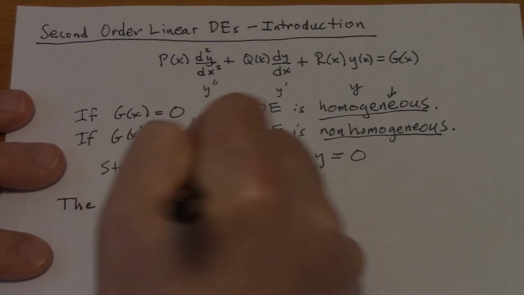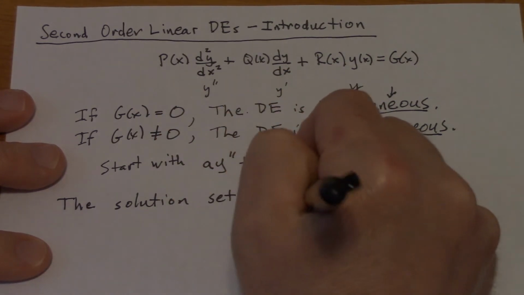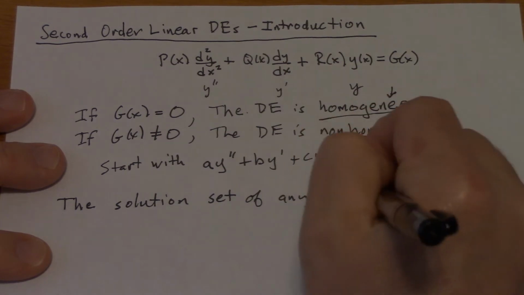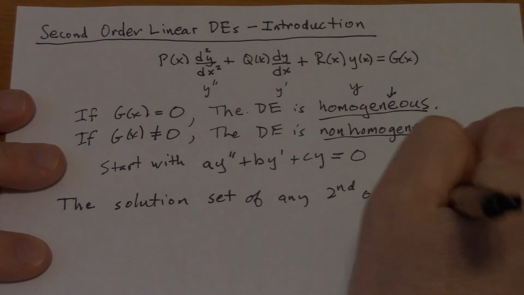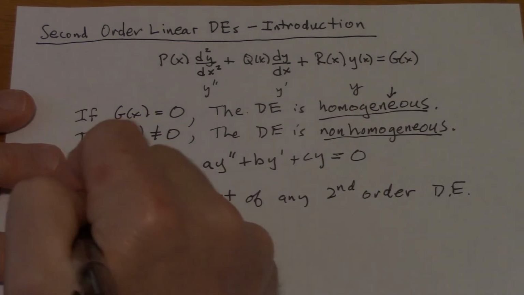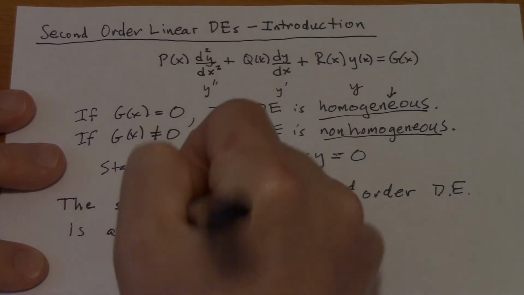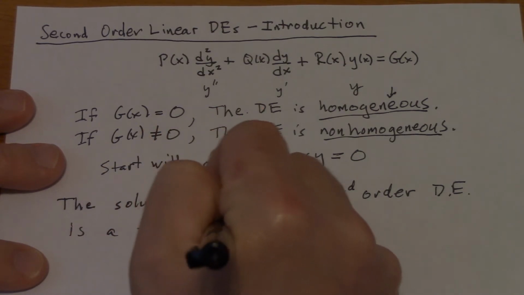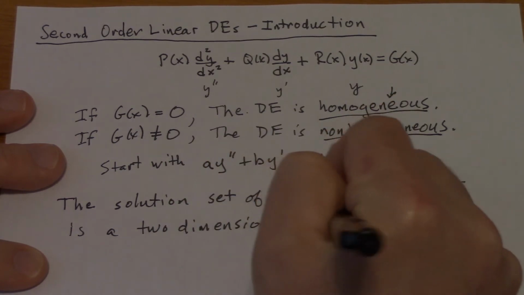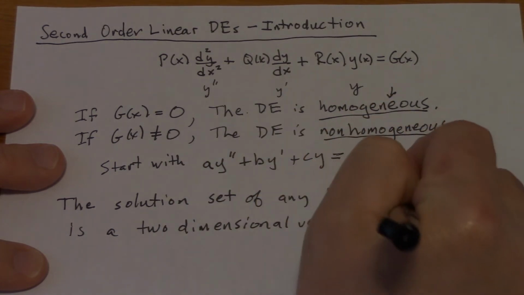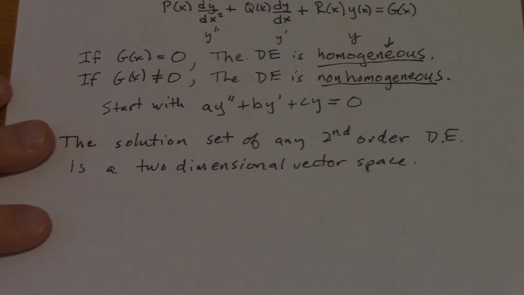The solution set of any second order, that's not just these, differential equation is a two-dimensional vector space. Okay, let me let you take in that sentence and I'll step back here for a second. So, two-dimensional vector space. So what does that mean?